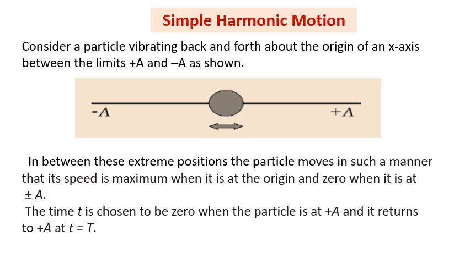between the limits plus a and minus a as shown in the following diagram. In between these extreme positions, the particle moves in such a manner that its speed is maximum when it is at the origin and zero when it is at plus minus a. The time t is chosen to be zero when the particle is at plus a and it returns to plus a at t equals capital T, the time period.